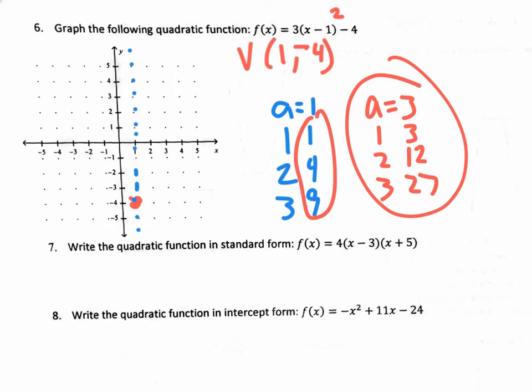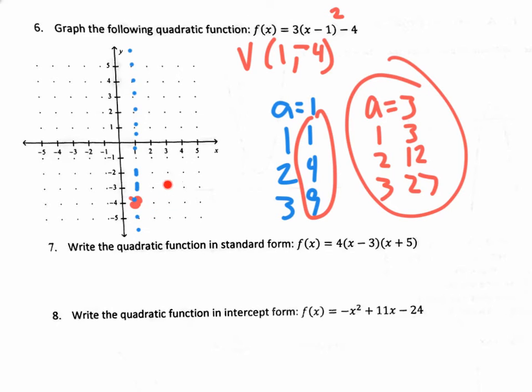It's ridiculous to have the pattern 3, 27. You're not even going to use that. But let me show you how you use this pattern. 1, 3 from the vertex. You know it's opening up because it's positive. So you're going to go 1, 1, 2, 3. And then the next one, 2, 12.